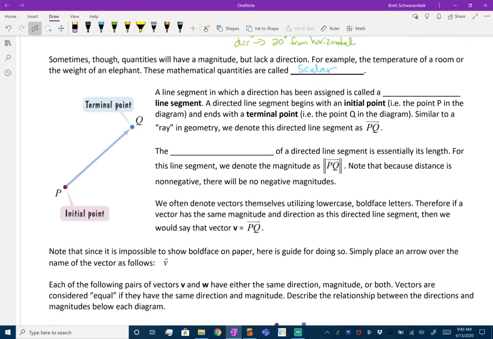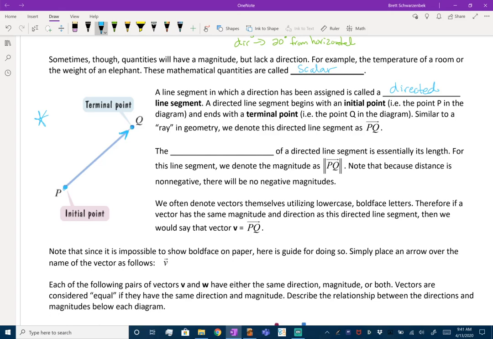Okay, so let's get more into vectors and what they're all about. So it says a line segment in which a direction has been assigned is called a directed line segment. Okay, so if you look over at the picture over here, we have a line segment from P to Q, but you'll see that an arrow was added to the picture in order to designate direction. So we would call it a directed line segment. So every directed line segment has an initial point, which is where you start, and then you go in the direction you're actually traveling, and you end up at a terminal point.